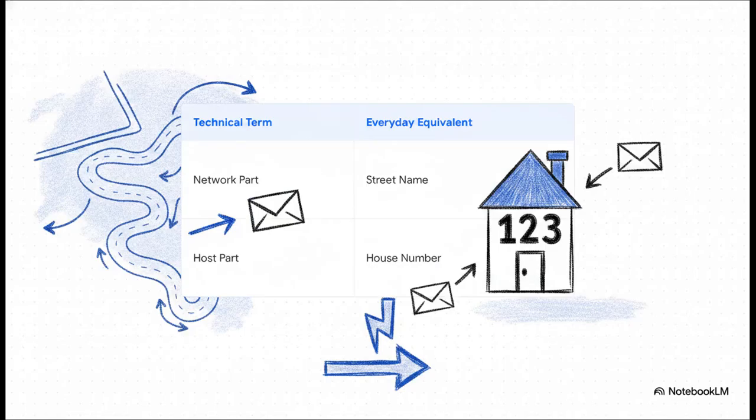And this brilliantly illustrates how we can map those abstract technical terms right onto something we all know, a physical mailing address. The network part is exactly like the street name on a letter. It gets the data to the right general location. Then the host part is your house number, making sure the data actually gets to your specific front door. I mean, you can't deliver mail with just a street name, right? And a house number is utterly useless if you don't know the street. You absolutely need both to communicate.